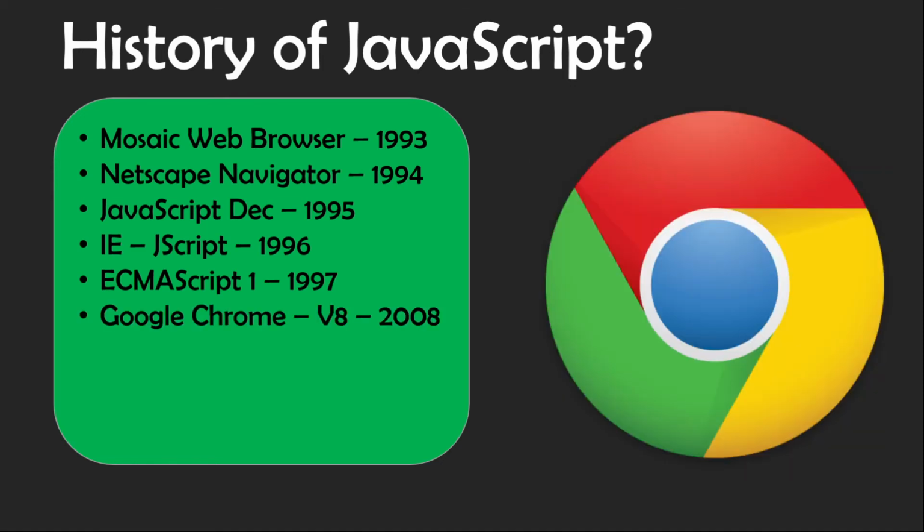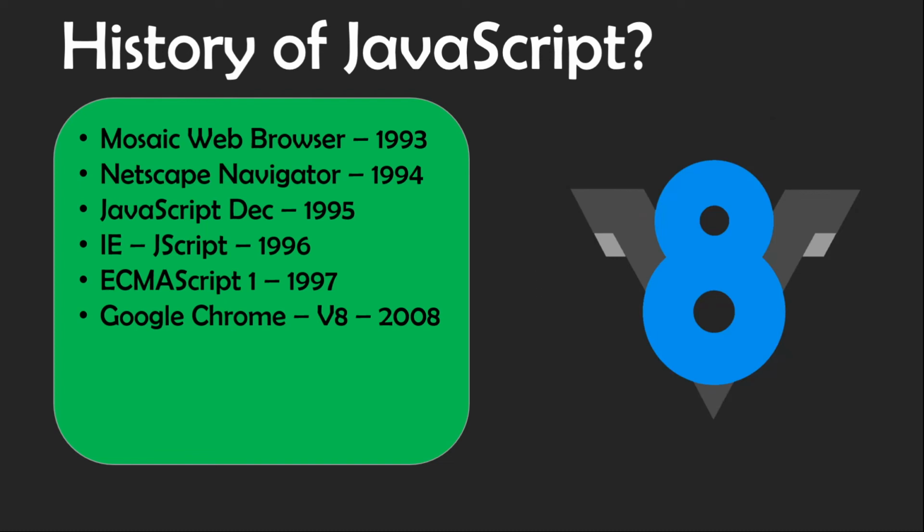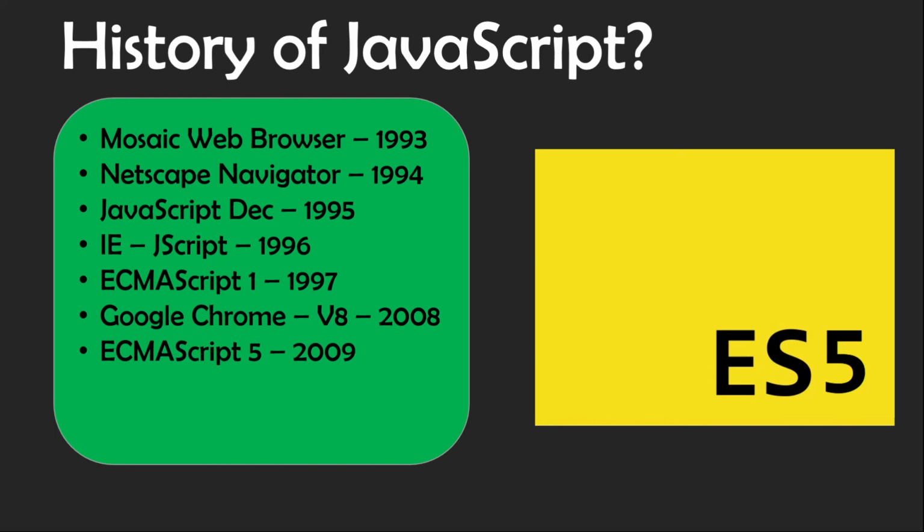Until 2008, when Google released this awesome browser called Chrome. Chrome had the V8 engine which could process JavaScript very fast. The key innovation was just-in-time compilation. Then there was this desperate need for ECMAScript to come together and release a strong version of JavaScript. And that's what happened in 2009 with the release of ECMAScript 5. ECMAScript 5 was one of the biggest releases, and it had happened almost after a decade.